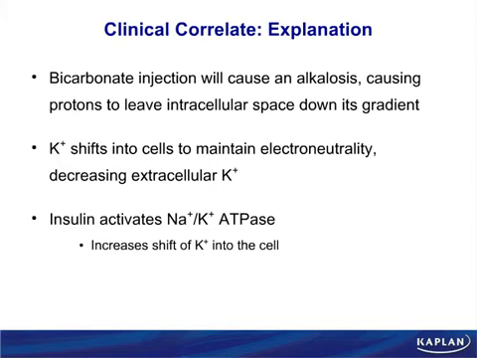So if this is a typical cell, when we give bicarbonate, here's a patient with hyperkalemia. By giving bicarbonate, that leads to a decrease in extracellular proton concentration. You're creating an alkalosis here. The decrease in extracellular proton concentration will cause a shift in protons from the intracellular space to the extracellular space. And that will cause a shift of potassium from the extracellular space to the intracellular space in order to maintain electron neutrality.